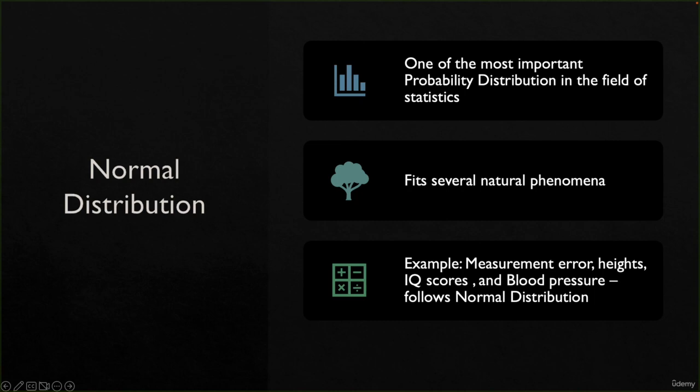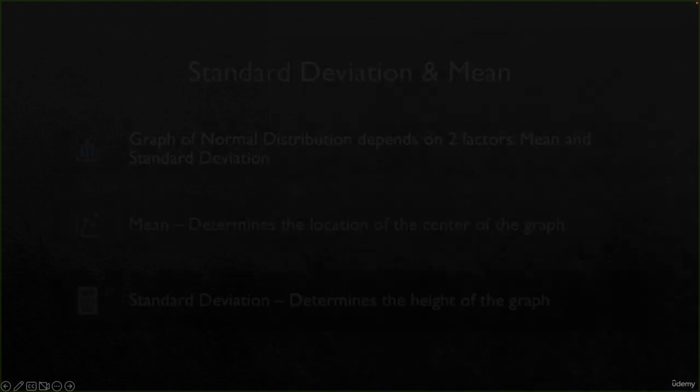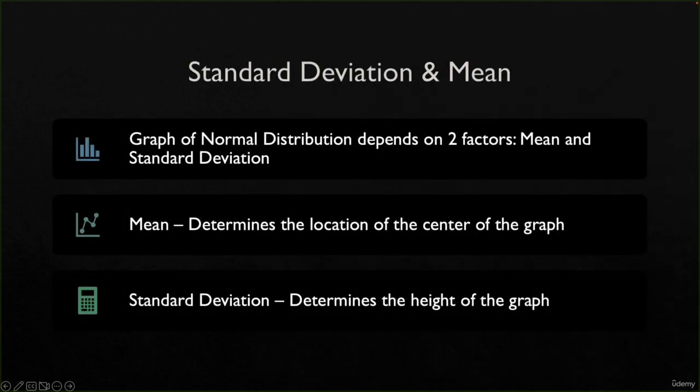And here, when we are talking about this normal distribution, we'll be describing the normal distribution with the help of standard deviation and mean. So this normal distribution depends on two factors, that is mean and standard deviation. The value of mean determines the location of the center of the graph, and the standard deviation determines the height of the graph. Okay, so this is about the normal distribution.